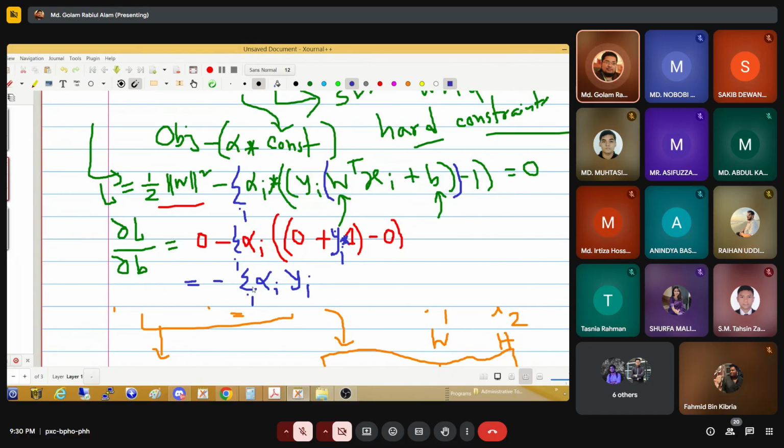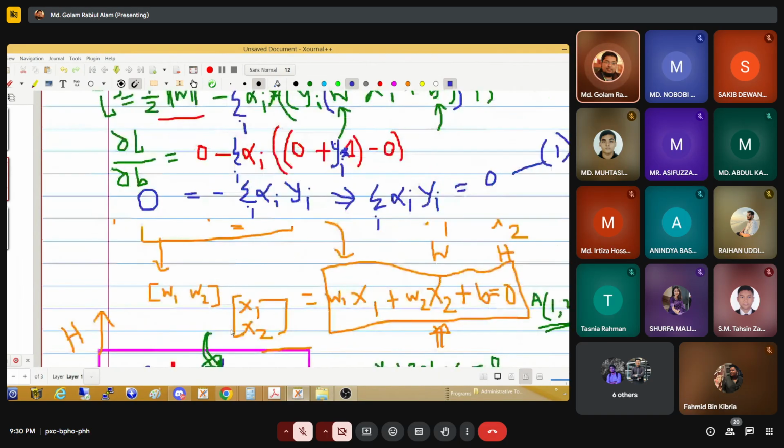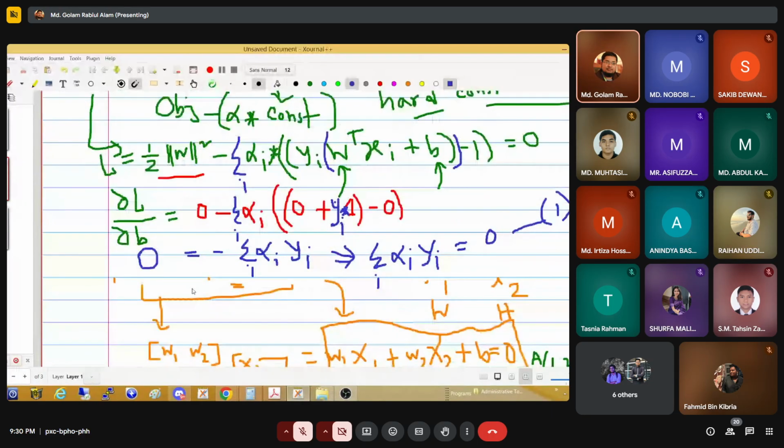To solve this equation, we have to put this one equal to 0. So it means summation of i, alpha i, y_i equals 0. This is one of the equations. This is the first equation we got from the Lagrange equation.